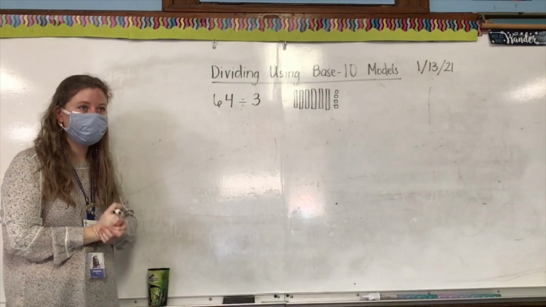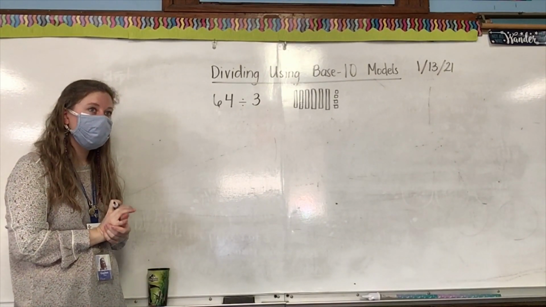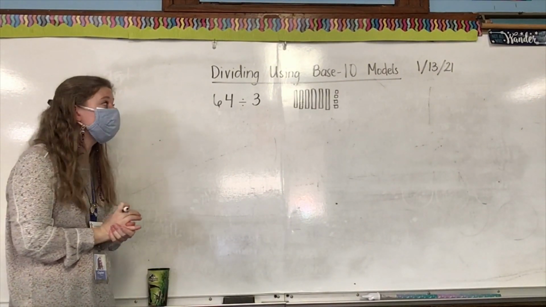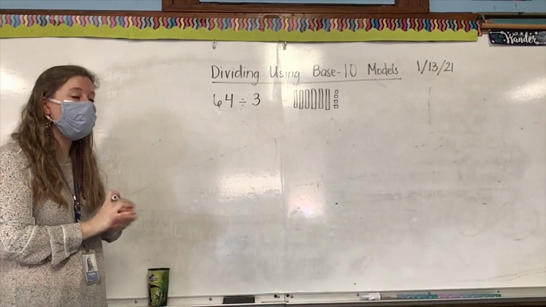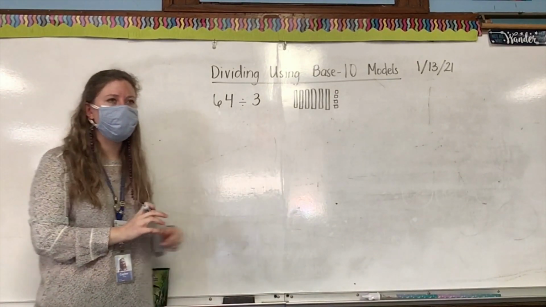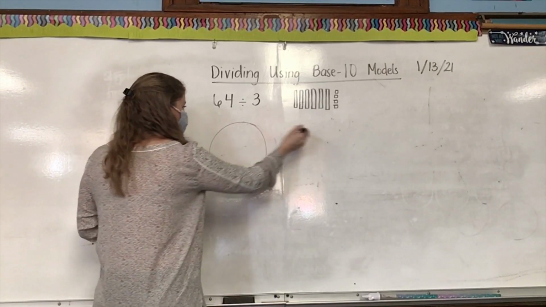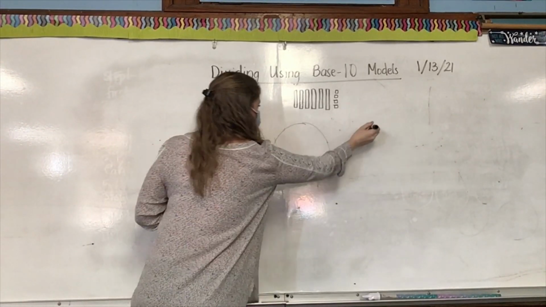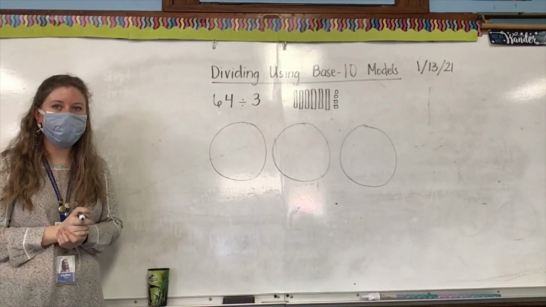Okay, what is step 2? Model the groups. How do we know what the groups are? It is the divisor. So what's our divisor? 3. How many groups do we need? 3. How do I show the groups? What do I draw to show the groups? Big circles. 1, 2, 3. Okay, what's step 3?